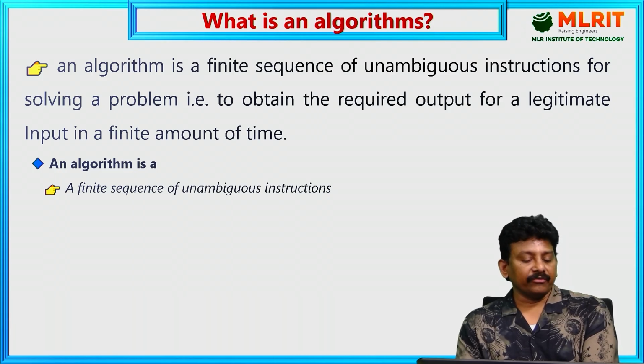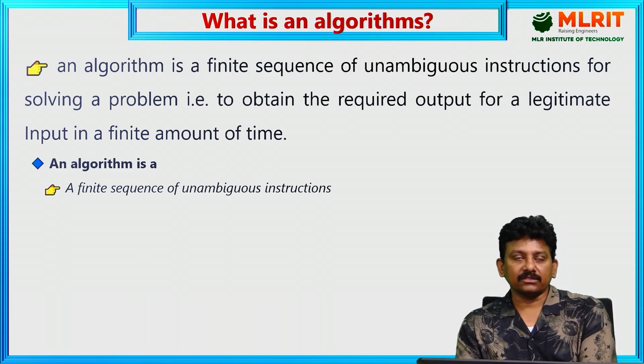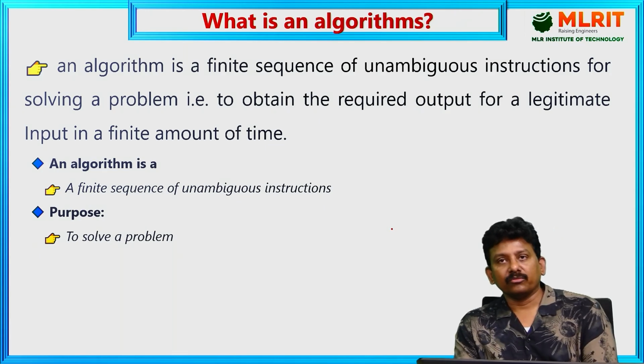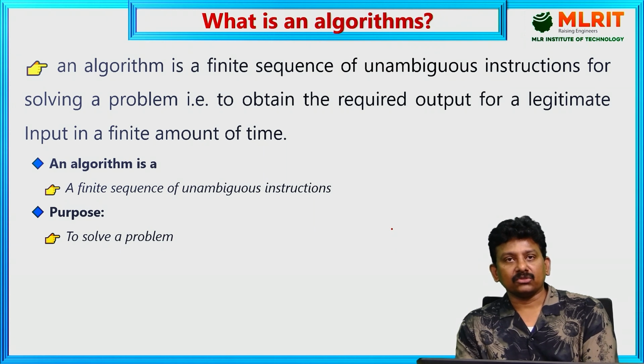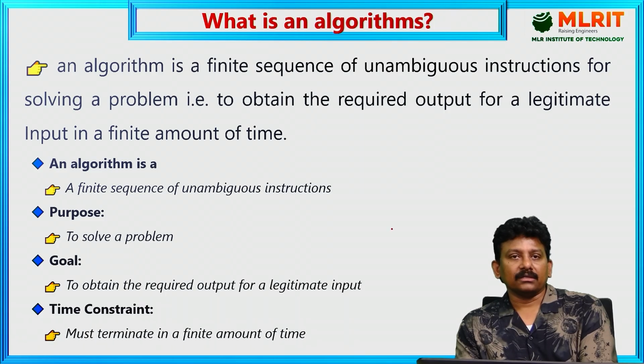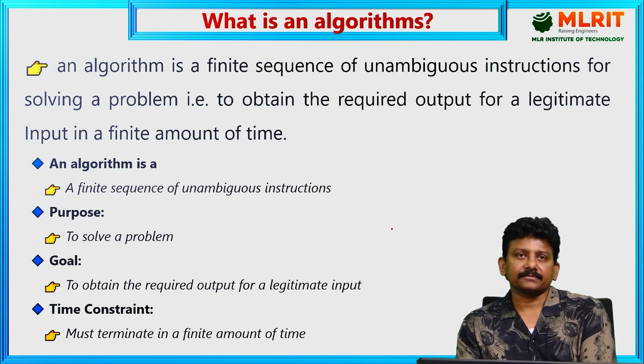An algorithm is a finite sequence of unambiguous instructions. Purpose: to solve a problem. Any real world problem can be solved by writing an algorithm. Goal: the goal of the algorithm is to obtain the required output for a legitimate input. And time constraint: any algorithm must terminate in a finite amount of time, because the algorithm should contain a finite sequence of instructions.